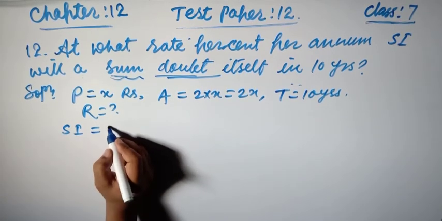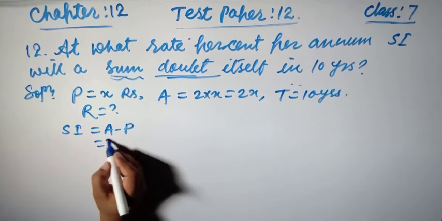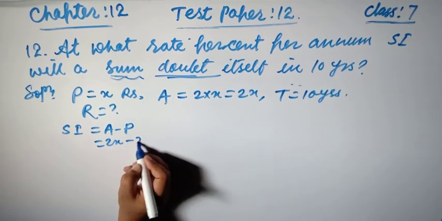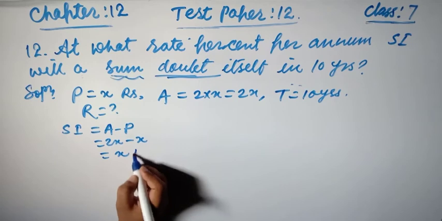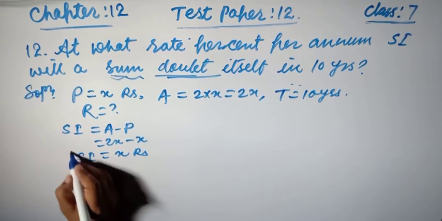So first, friends, find SI. SI means A minus P. A is given 2X, P is X, friends. This is only X rupees. So SI, one point is found here.